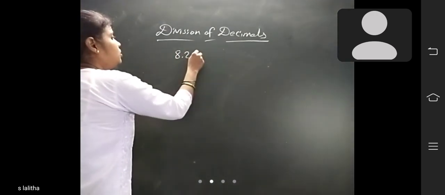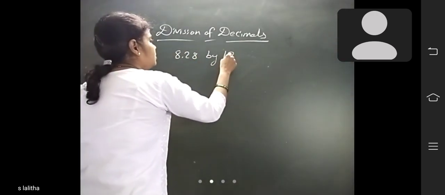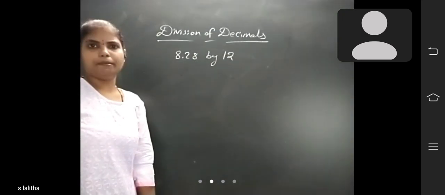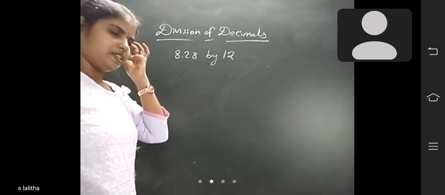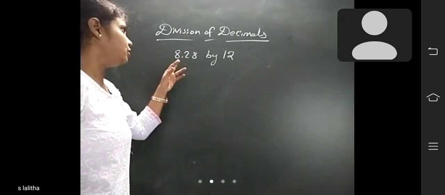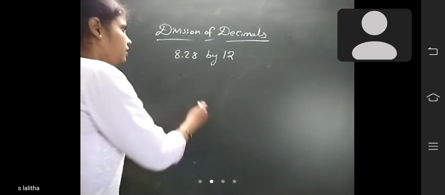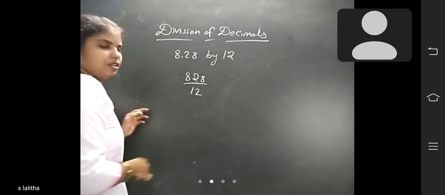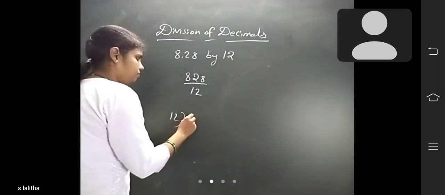Example C. 8.28 divided by 12. This is a decimal number, this is a whole number. How can you divide? Same as in multiplication. First you should remove the decimal point. Okay. 828 divided by 12. Now do the normal division.